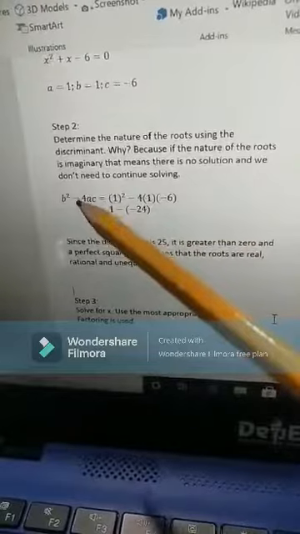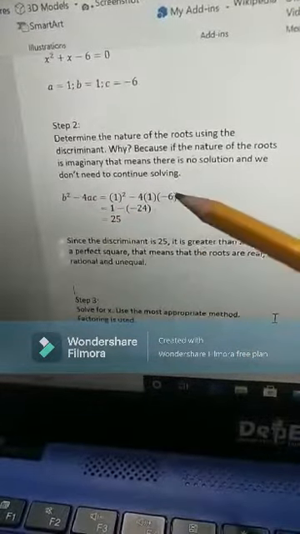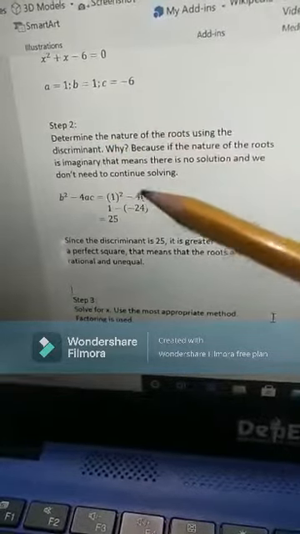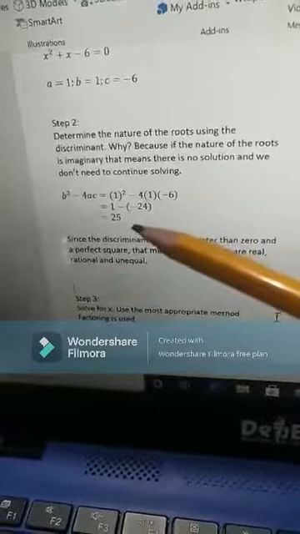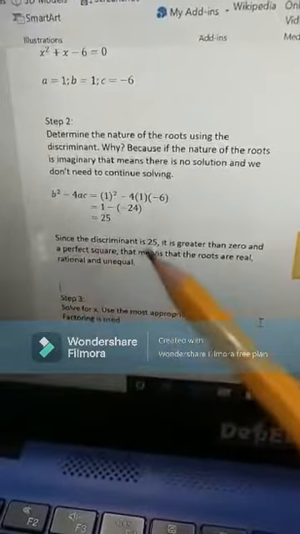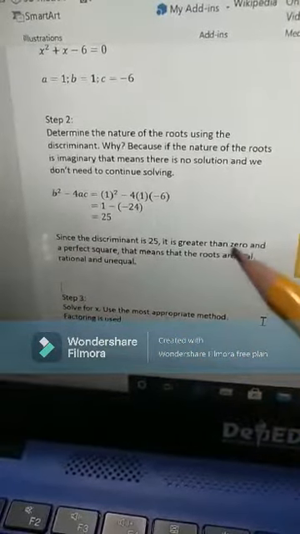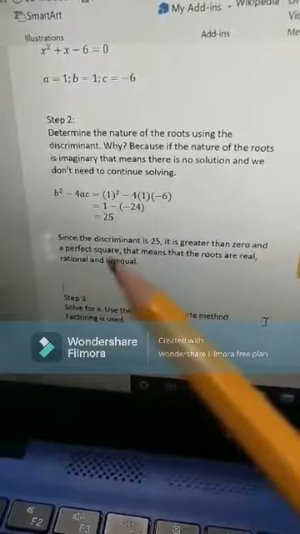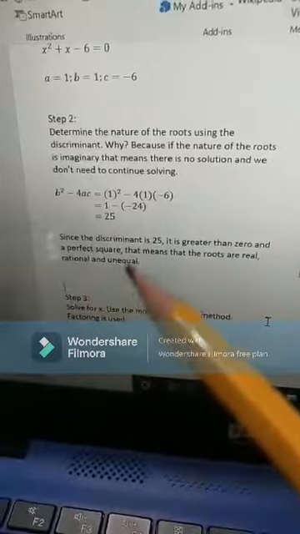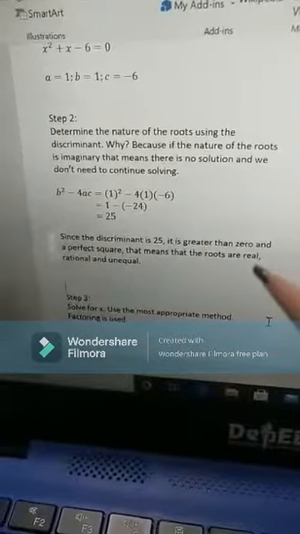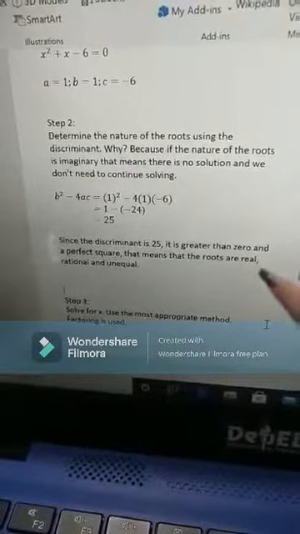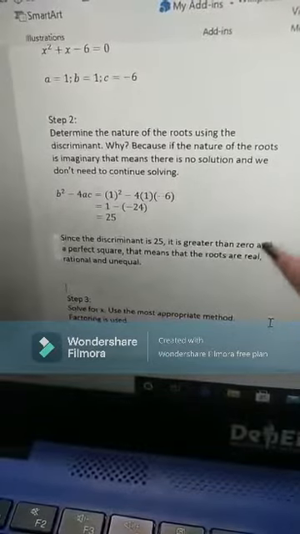Let's see. The nature of the roots is b squared minus 4ac. We substitute: a is 1, b is 1, c is negative 6. Then we compute. The result is positive 25. So since the discriminant is 25, it is greater than 0 and a perfect square. That means that the roots are real, rational, and unequal. Real, not the real meaning true. Real numbers, because the opposite of real numbers is imaginary numbers. So we have real numbers.